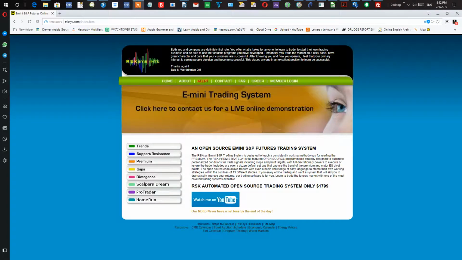This is Rod Kusin and Spooman for the RSK open source automated Emini trading system. For years, we have taught traders a consistently working methodology for manually reading the premium. But now, we have created a full-featured open source programmable strategy designed to automate personalized conditions for trade signals, including stops and profit targets, with full discretionary powers to execute or ignore a trade.